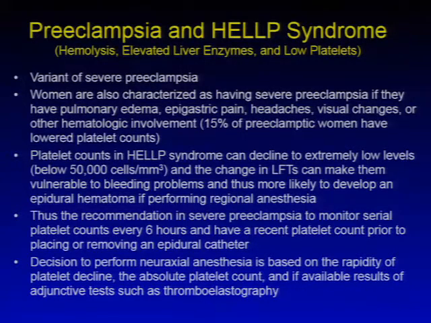Thus, the recommendation in severe preeclampsia is to monitor serial platelets every 6 hours and have a recent platelet count prior to placing or removing an epidural catheter. The decision in women with HELLP syndrome to perform neuraxial anesthesia is based on the rapidity of the platelet decline, the absolute platelet count, and, if available, adjunctive test results such as thromboelastography.